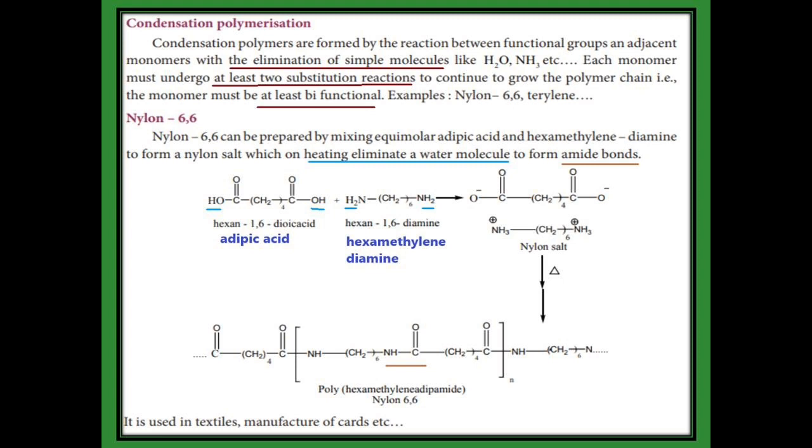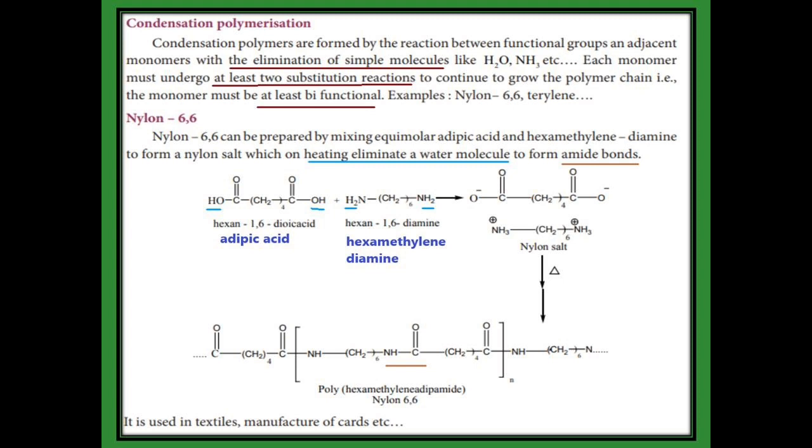Afterward, that added unit, n times it is added, we get polyhexamethylene adipamide. Here an amide bond will be formed. The amide bond, indicated in brown color, is NH and C double bond O, that is called the amide bond. And before that, nylon 6,6 is formed.